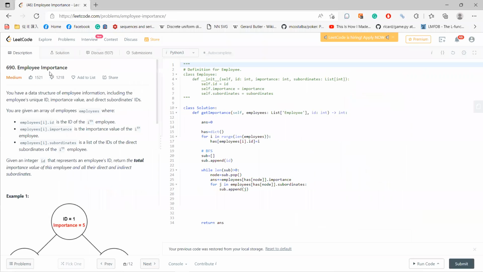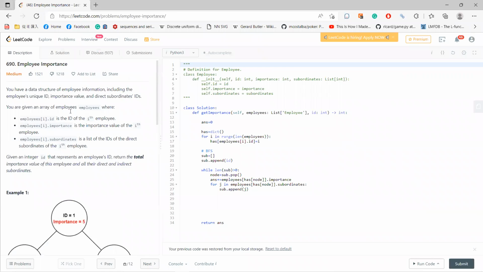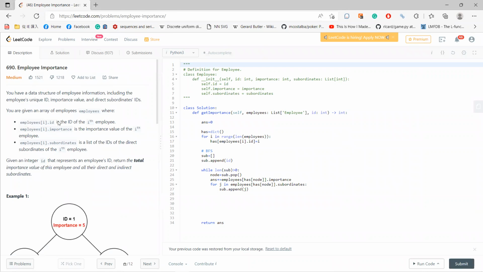690. Employee importance. Okay, so you have a data structure of employee information, including a unique ID, an importance value, and subordinates' IDs. Basically, the data structure has ID, importance, and subordinates. These are the attributes.